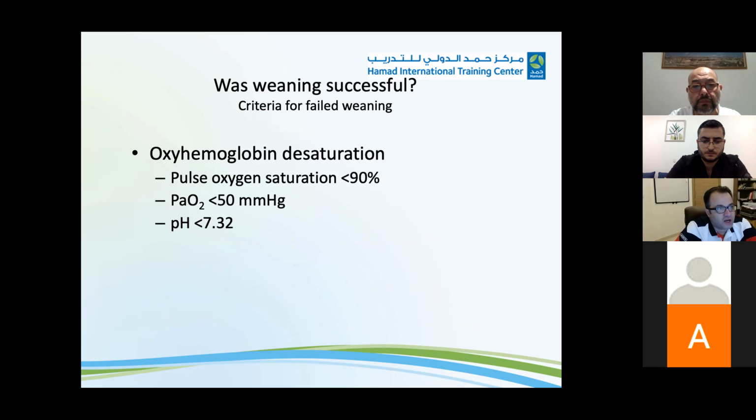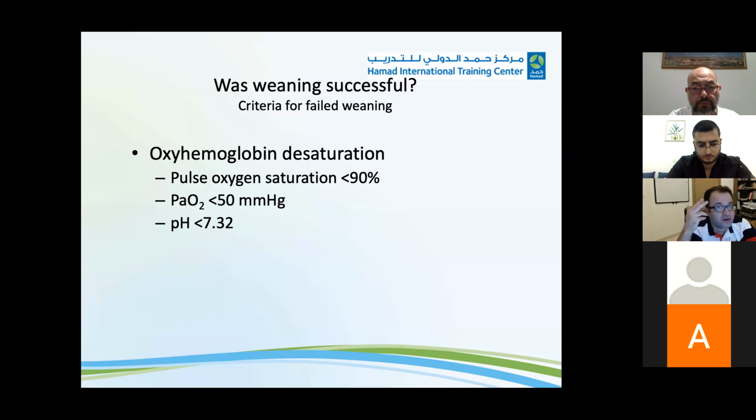So other things that can tell you, of course, that someone is not doing well on a spontaneous breathing trial is if they are desaturating. This is a very quick sign of failure. If you put them on a TPs and their oxygen starts dropping below 90%, then you know that they have a very limited cardiopulmonary reserve.